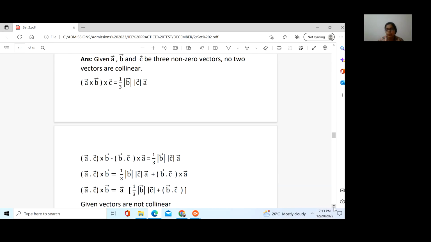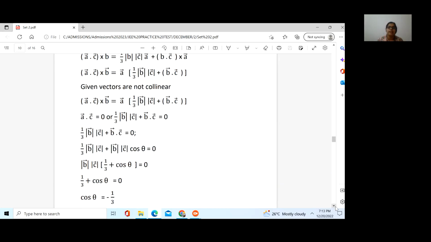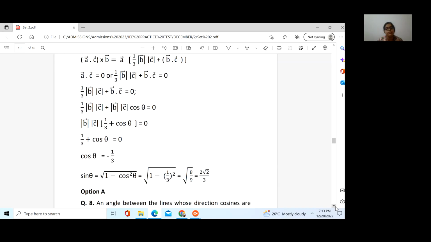And whatever property is given, it's non-collinear. So what will happen is either this term has to be 0 or this has to be 0. So equate these terms and substitute for vector B dot C as mod B mod C cos theta. So from this, you will be able to find out the value of cos theta. Once you have the value of cos theta, it's easy to find out the value of sine theta. You can just rearrange those terms and you'll be able to find out the value of sine theta. So it's 2 root 2 by 3.